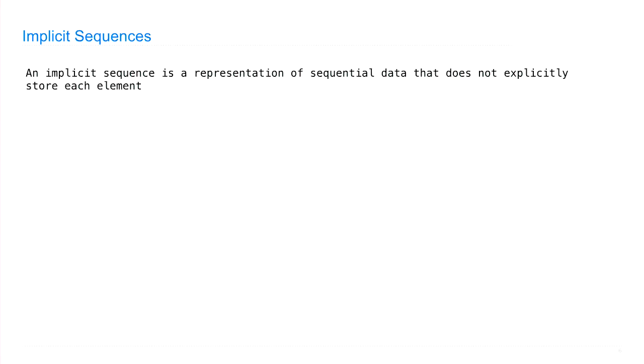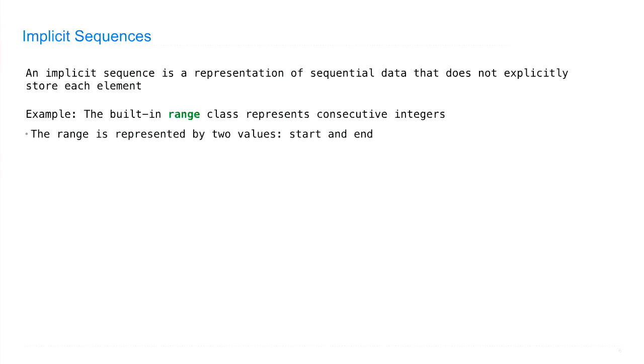Okay, so what do I mean by implicit sequences? Well, an implicit sequence is a representation of sequential data that does not explicitly store all of the elements in the sequence. And we saw an example of this earlier in the course. That was the range class. Does anyone remember the range class? Okay, so the range class represents sequences of integers.